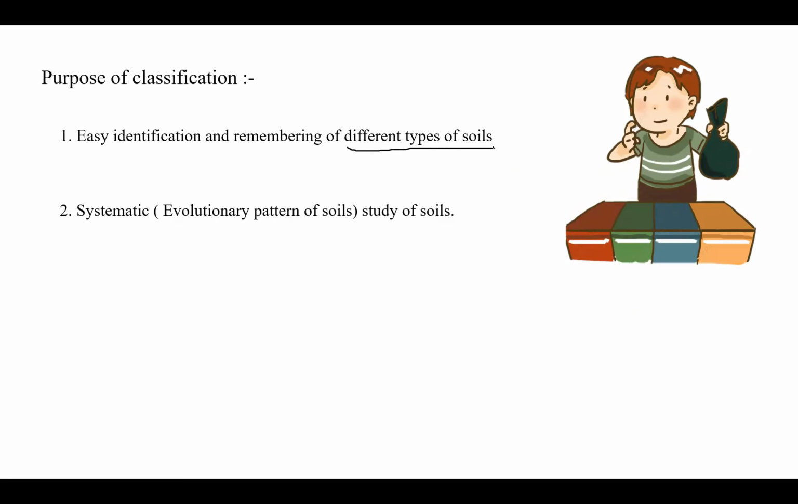Now let us see what is the purpose of soil classification. The very first point is easy identification and remembrance of different types of soils. So we will classify the soils. Why? Because it is easy to identify and to remember the properties or characteristics of particular soils. And second, it's a systematic study of soils. If we want to study particular soils, say soils of semi-arid tropic zones, semi-arid type of climate conditions, then a systematic classification is required. We want to study the evolution patterns.